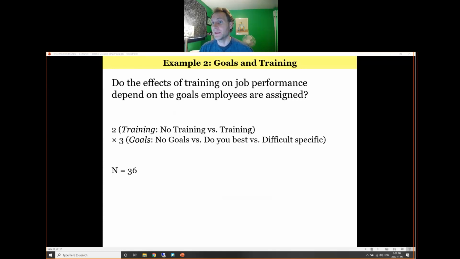But here I said, maybe that depends on whether or not you give your employees training. So we have a 2x3 between subjects factorial design, where half of the participants didn't receive training, whereas the others did. And we also have another factor where participants were randomly assigned to get no goals, do your best goals, or difficult specific goals. And we have 36 total participants divided across these six cells.